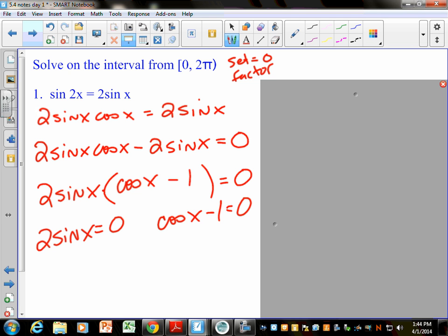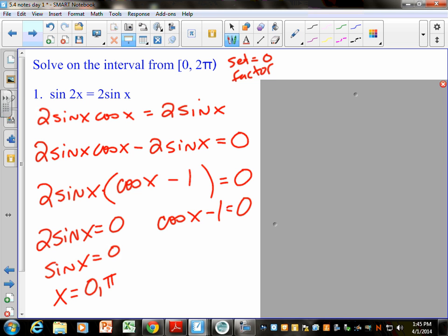And now remember, I'm actually trying to solve for x. So if you divide 2 over, you get sine of x equals 0. And then that's where it goes back to unit circle stuff. Where does sine of x equal 0? Sine is y. Where does y equal 0? At 0 and pi. Do I include 2 pi in this? No, because 2 pi is in parentheses up there. 2 pi is not included. Up to 2 pi, not including it. So 0, pi.